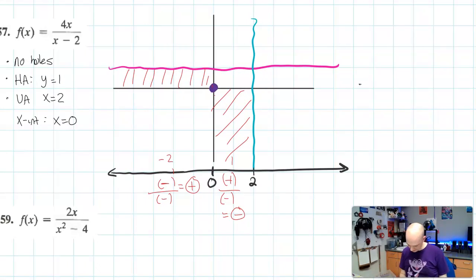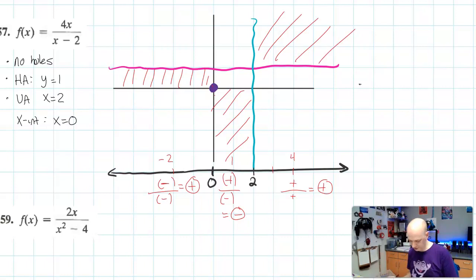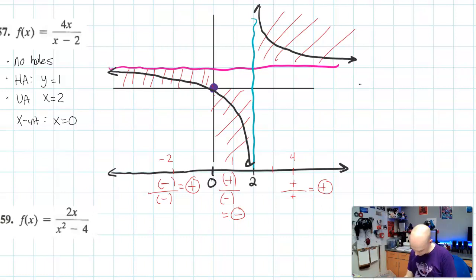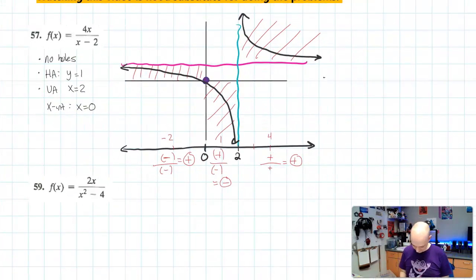And then finally, over here at maybe, let's plug in 4. I know I'll have a positive on top and a positive on bottom, so the net sign will be positive. I also know I have no intercepts here, so the graph should not be in this region. So most likely the graph will be up here. With all of those regions shaded, it's now easy to sketch the graph. Something like that would be an excellent sketch. If you gave me that, I'd be totally happy. Let's go to the next one.